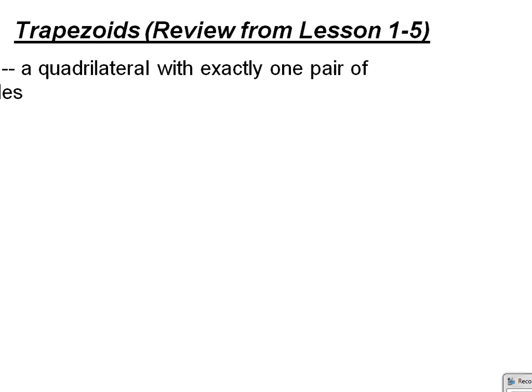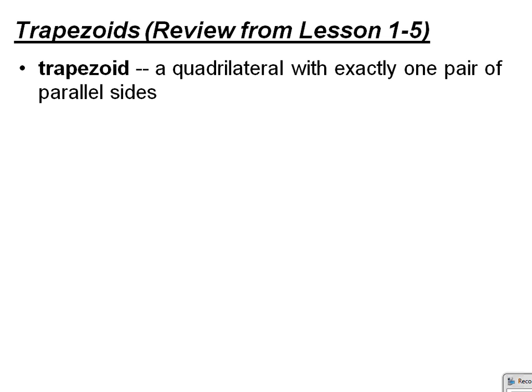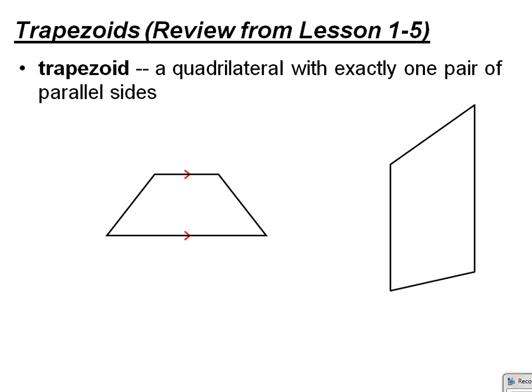Now, a review of trapezoids from Lesson 1.5. A trapezoid is a quadrilateral, again a four-sided figure, with exactly one pair of parallel sides, and only one pair. If you actually have two pairs of parallel sides in a quadrilateral, then we have a parallelogram, and that's for another lesson.